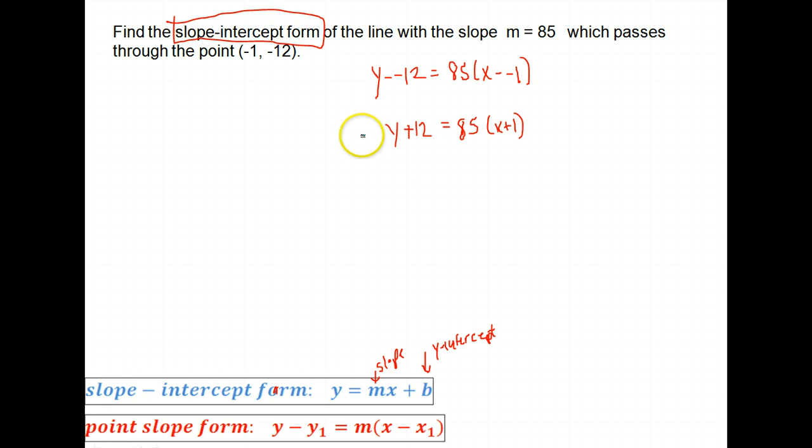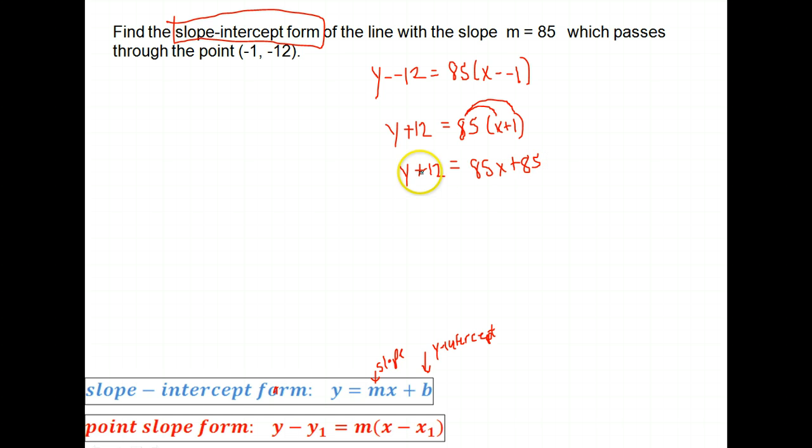right? From here, we know we want slope-intercept form, and in slope-intercept form, y is all by itself, and we don't have parentheses. So we need to fix those two things in order to have it in slope-intercept form. I'm going to begin by removing the parentheses, and we do that by distributing the 85. So I still have y plus 12 here. 85 times x is 85x, and 85 times 1 is 85.